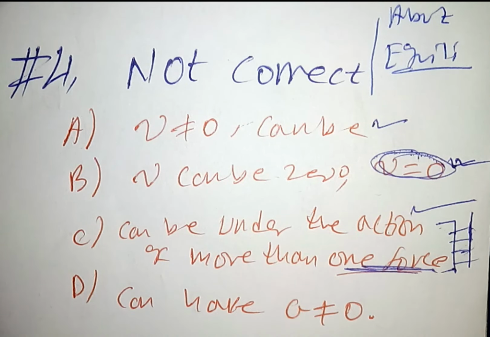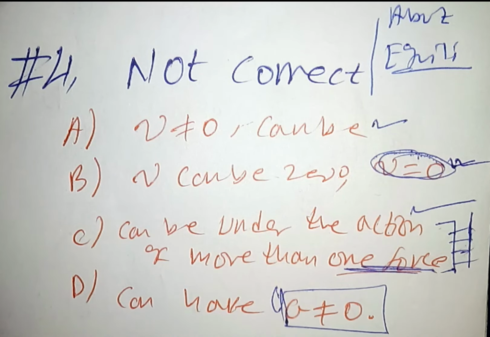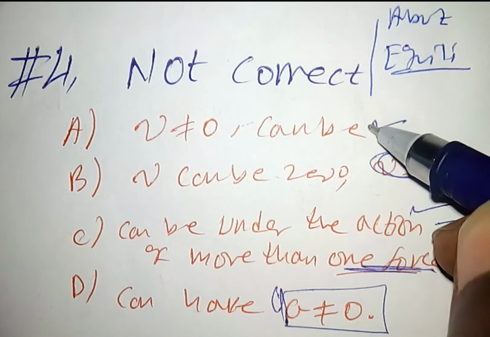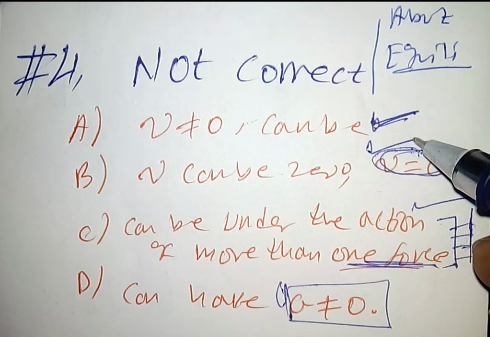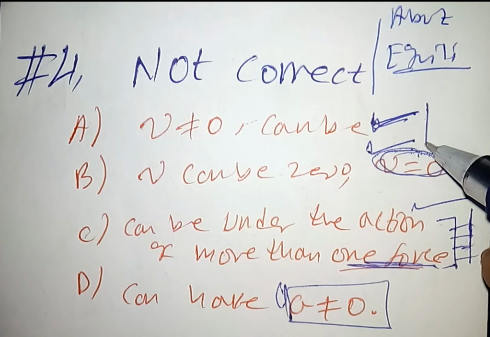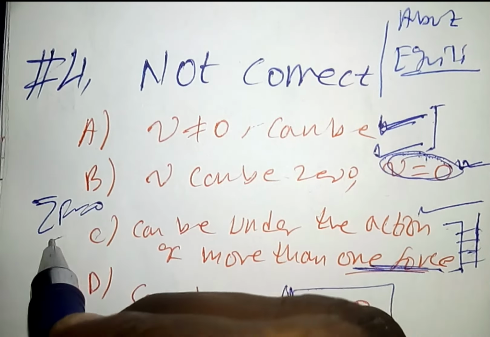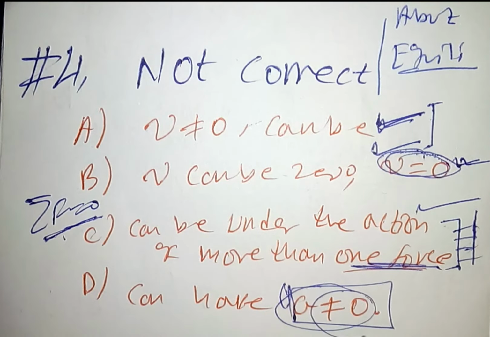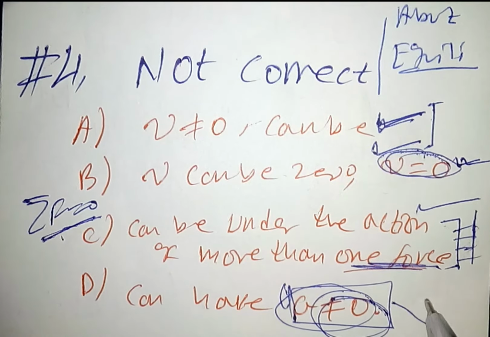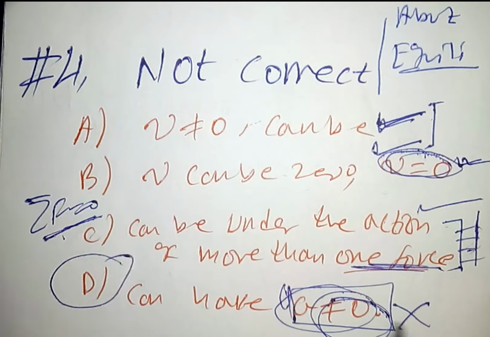Alternative D says that it can have an acceleration different from zero. So this statement is completely wrong. A body in equilibrium cannot have an acceleration. Either it has uniform motion, or constant velocity, or its velocity is zero. If both cases are fulfilled, the sum of all the forces acting on the object is equal to zero, and the sum of the forces being zero means the acceleration of the object is also zero. So this is not correct. The alternative which is not correct about the equilibrium of the particle is D.